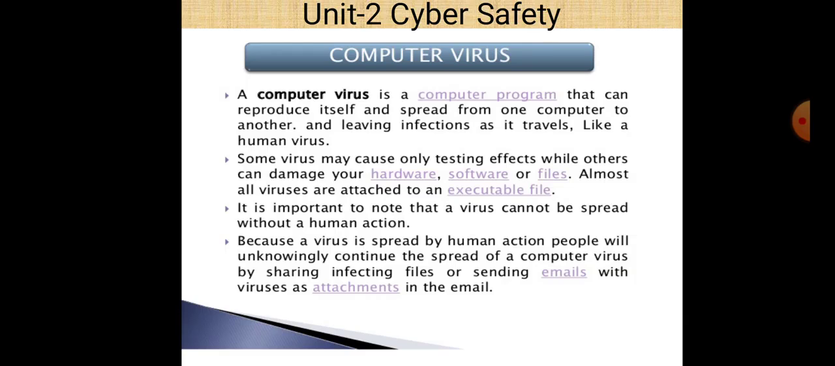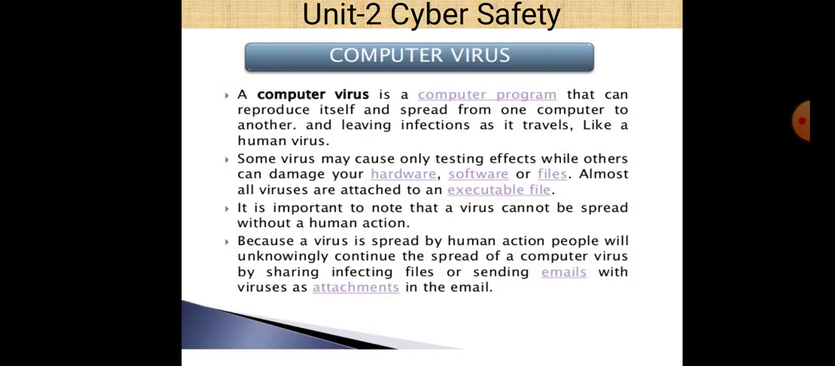Now next is computer virus. So what is the definition of a computer virus? Note the important point: a computer virus is a type of malware. A computer virus is a computer program that can reproduce itself and spread from one computer to another, leaving infection as it travels, like a human virus. There is a similarity between the human virus and the computer virus: both give infections. One gives infection to a human and the other gives infection to a computer.